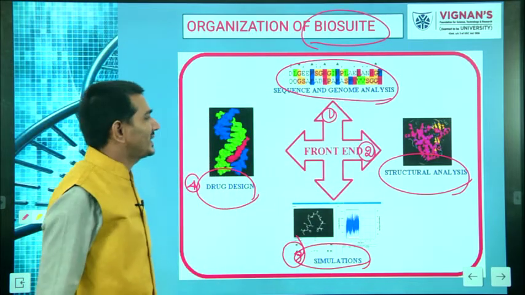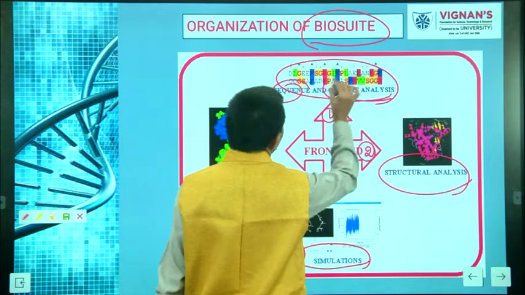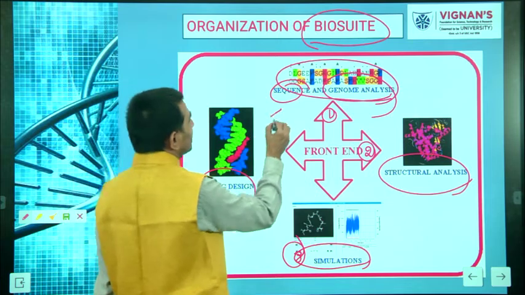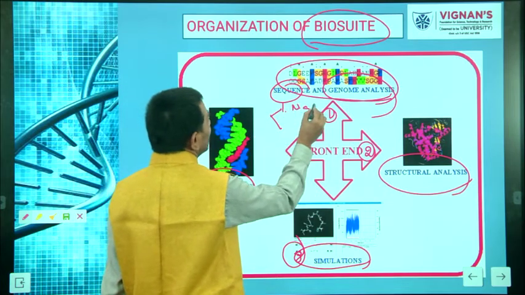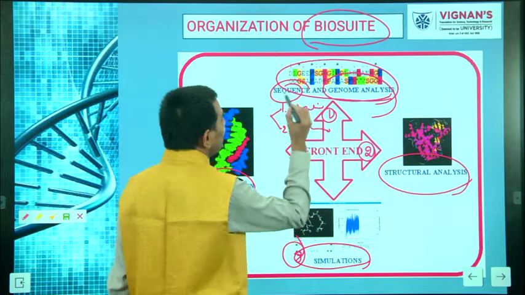So coming to this first module, the first module is with respect to sequence and genome analysis. Coming to the sequence, we have basically two types of sequences. The first one is nucleic acid sequence, and the second one is the amino acid sequence.